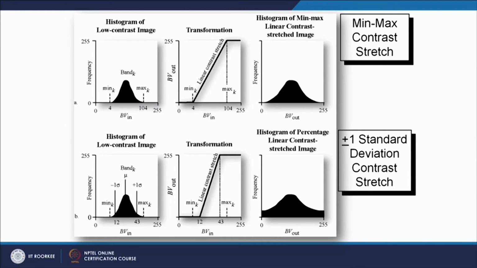Here are the LUTs for the histogram of a low contrast image. When we go for this, this is how the LUT will look, and the minimum and maximum values are stretched here. So this is the minimum maximum contrast stretch. When we go for the 1 standard deviation contrast stretch, 1 standard deviation will involve about 68% of the values. This is the LUT of the same.